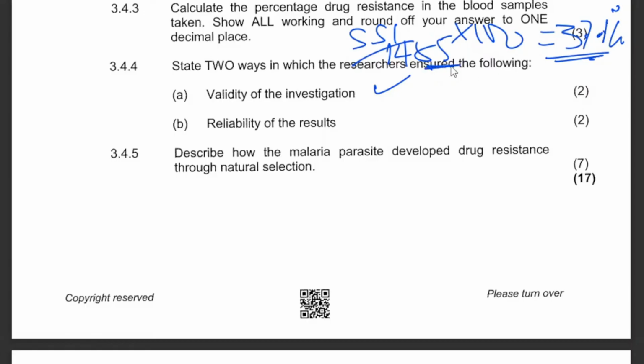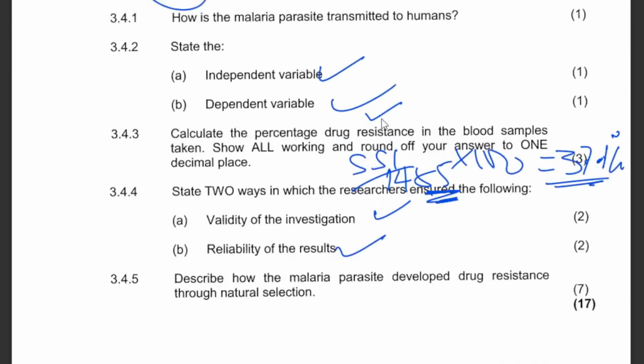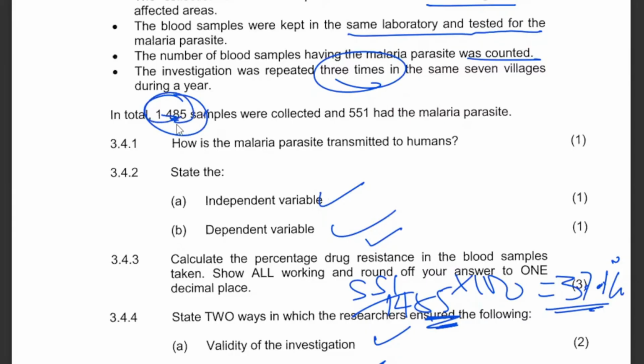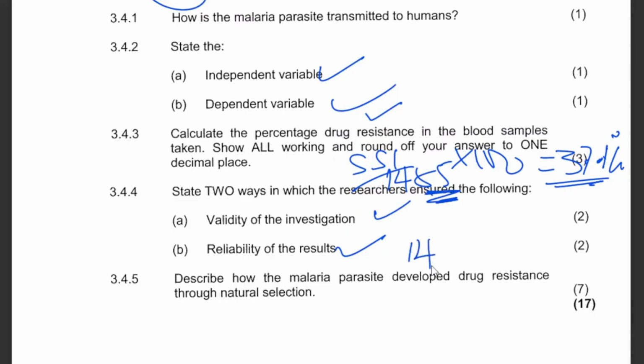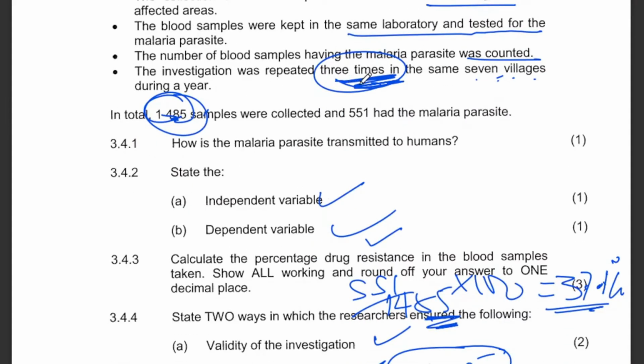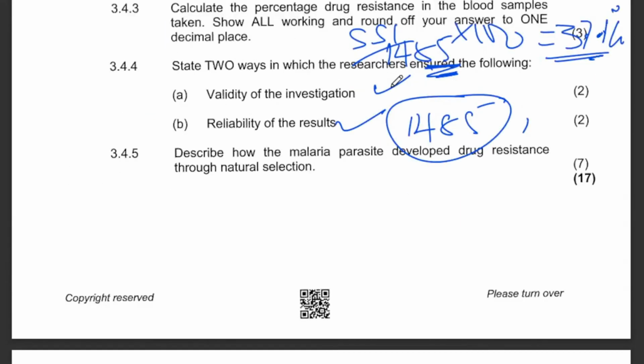And then how did they ensure reliability? They used a large sample size. Don't just say large sample size. They used 1,485 individuals or samples. Then number 2, they repeated the experiment three times in the same village. That was reliability. Yes, they repeated the investigation 3 times. So you tell us what they have done.